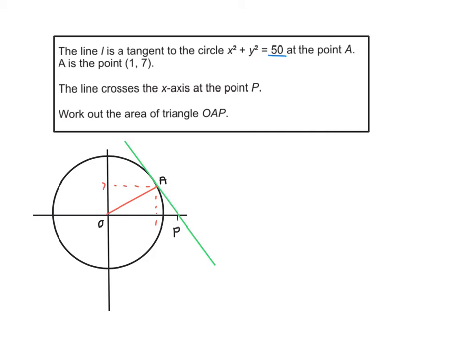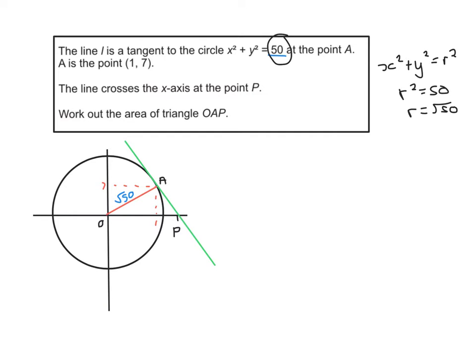The first thing I'm going to do, I know that x squared plus y squared is r squared. So here we've got r squared is 50. So r is root 50. I'm not going to simplify that. I'm not going to turn it into a decimal. I'm just going to leave it as root 50 because it's going to give me a really accurate answer in a bit.